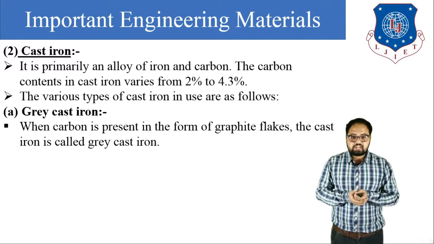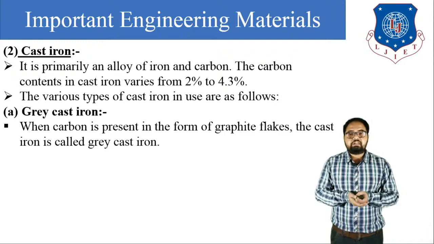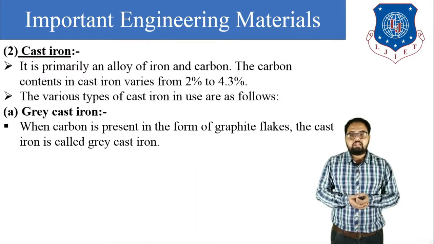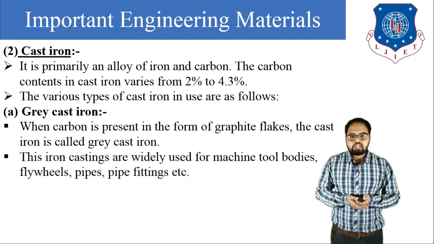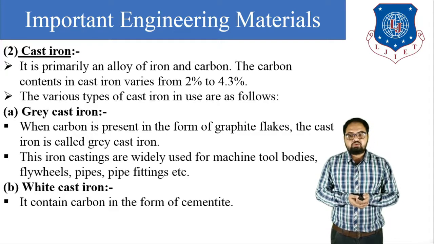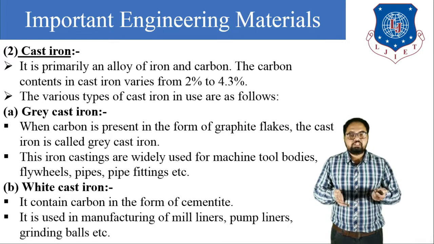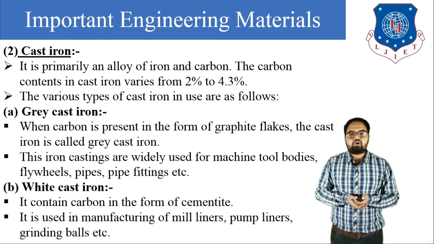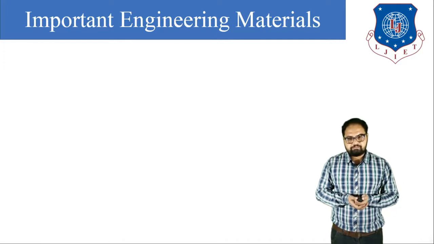In grey cast iron, the carbon is present in the form of graphite flakes, so the color of this cast iron is grey. These iron castings are widely used for machine tool bodies, flywheels, pipes, fittings, etc. The second one is white cast iron. It contains carbon in the form of cementite. It is used for manufacturing of mill liners, pump liners, grinding balls, etc.